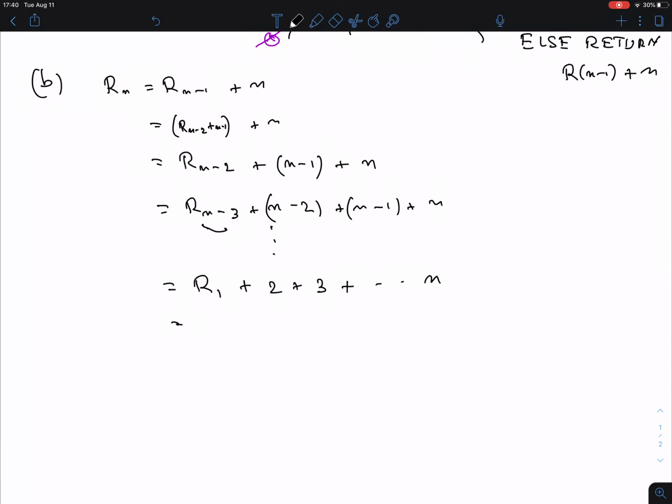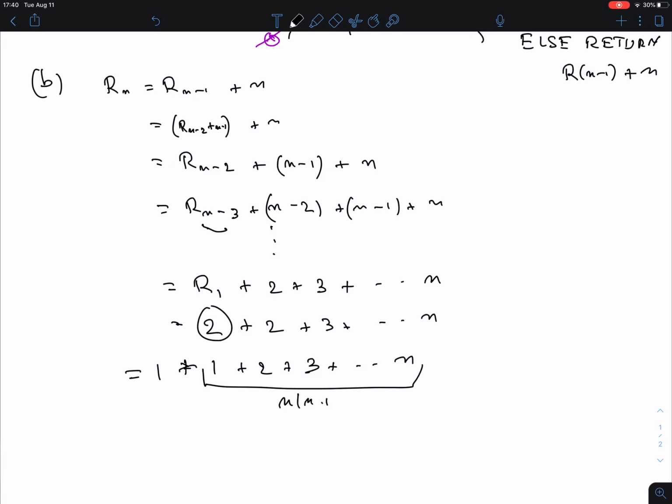Now what is R1? R1 is 2. So 2 plus 2 plus 3 plus n. So what is this? Well, we can calculate this thing. We have a formula for this number. And what's the difference? Well, that's one. It's really this one, right? We split these two in 1 and 1. Then this one, we know that is n times n plus 1 over 2.